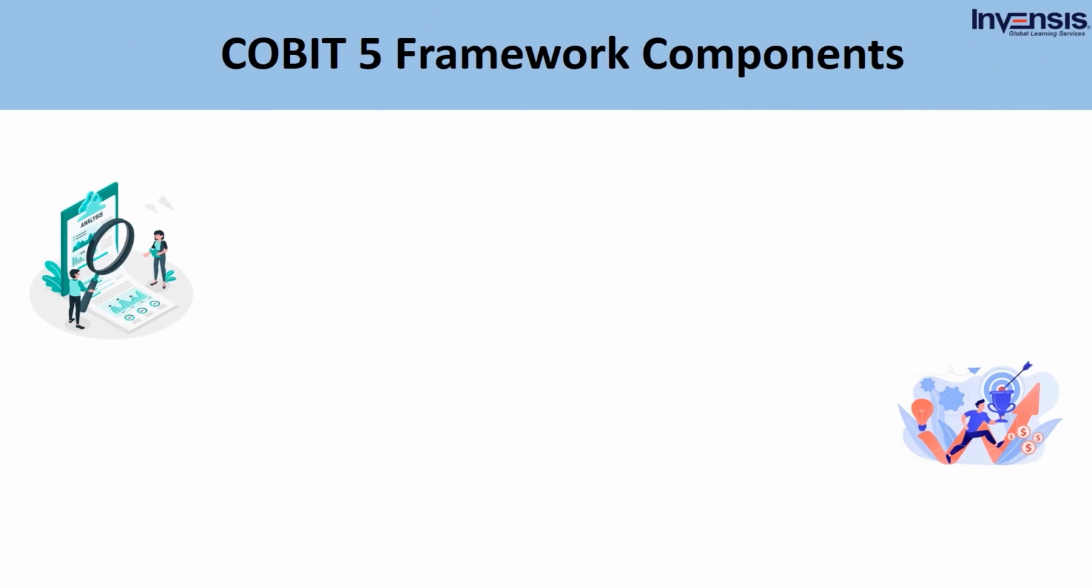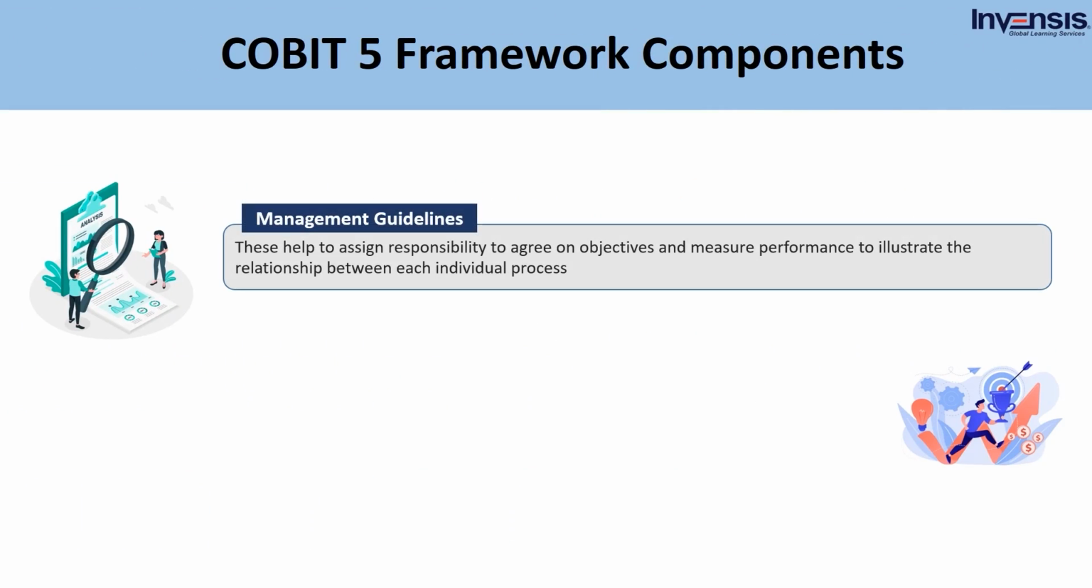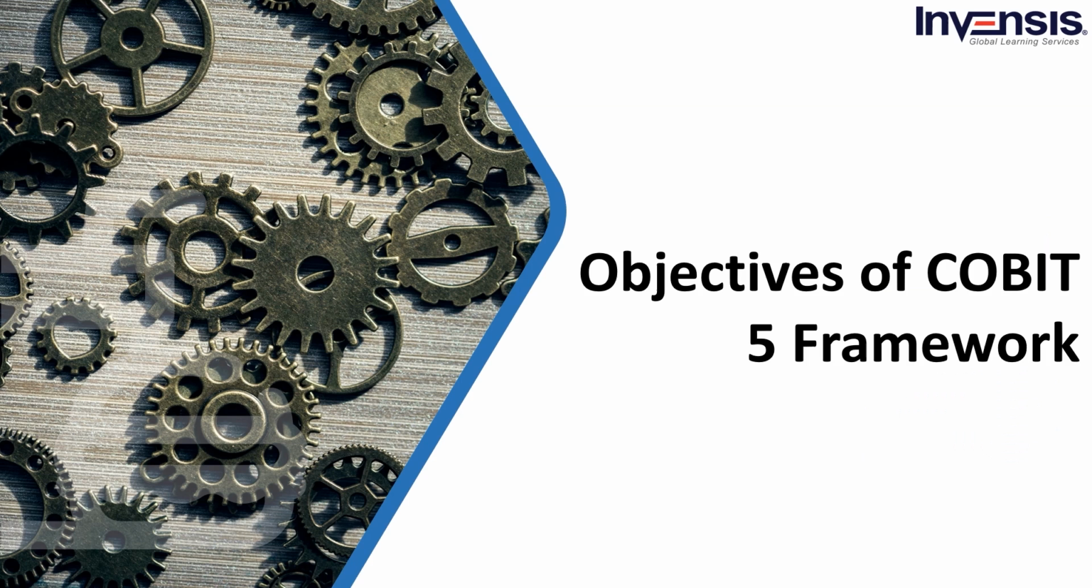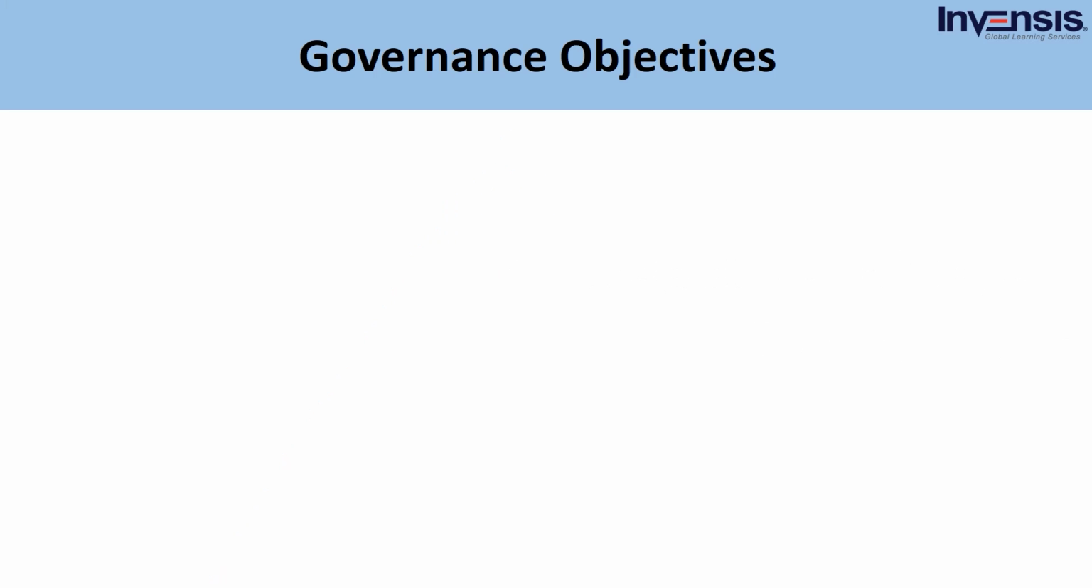The fourth component is management guidelines. These help to assign responsibility, to agree on objectives, and to measure performance, to illustrate the relationship between each individual process. The final and fifth component is maturity models. It is used to assess maturity and capability for each process, and helps to address gaps in the implementation of the processes. Now that we have covered the components of the COBIT 5 framework, let us now see the objectives of the COBIT 5 framework. Governance objectives and management objectives are the two main objectives of the COBIT 5 framework.